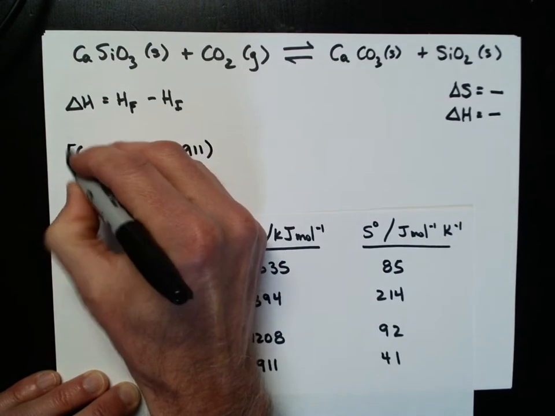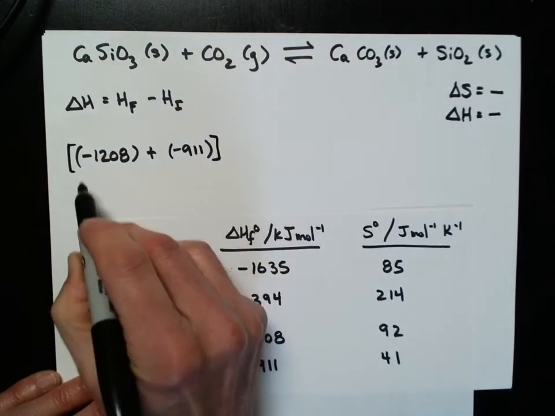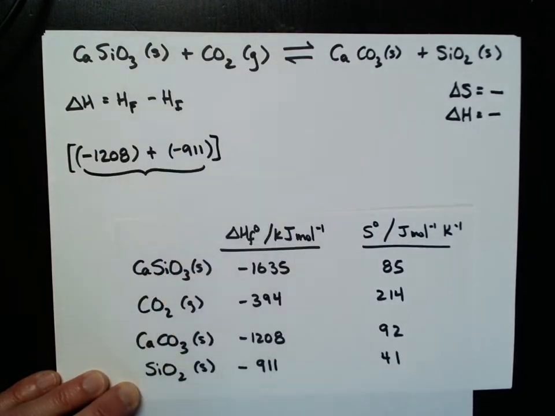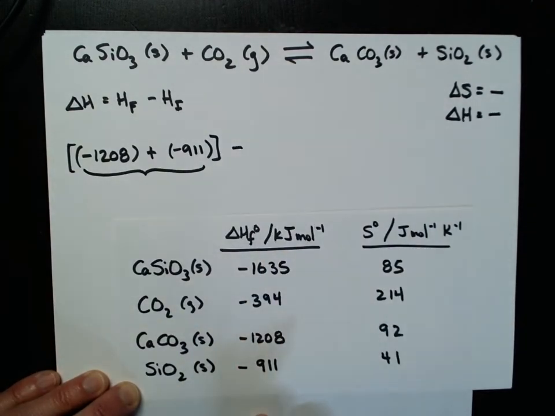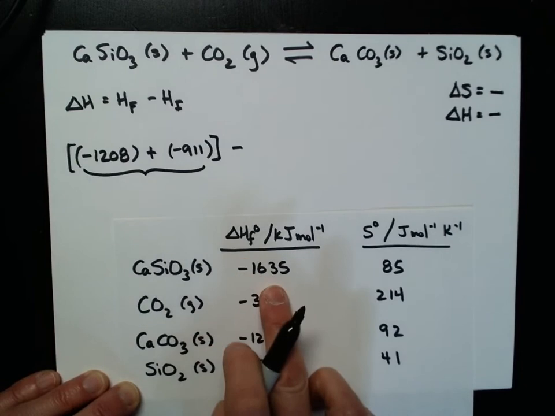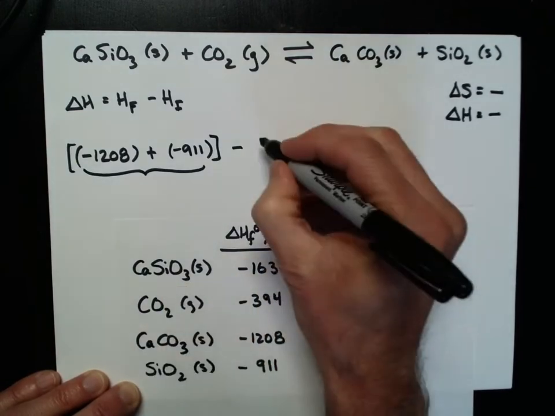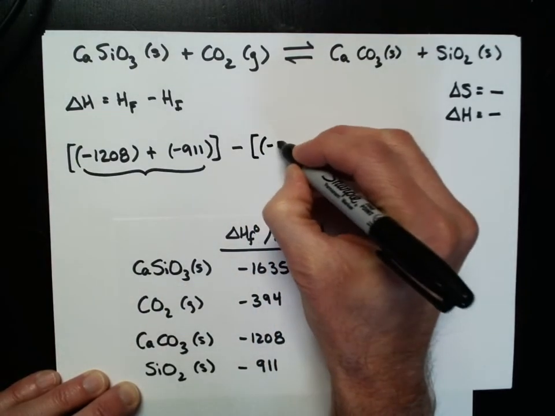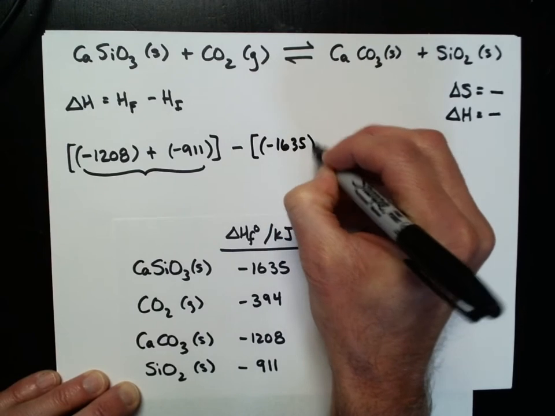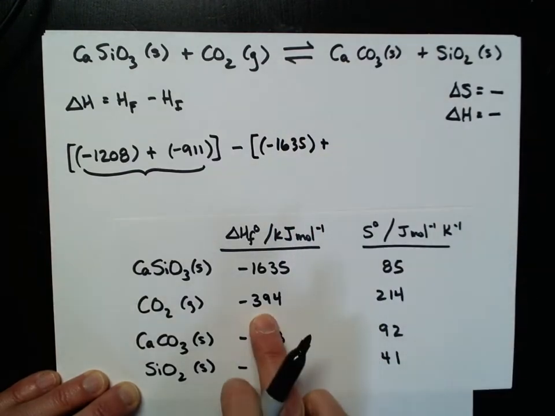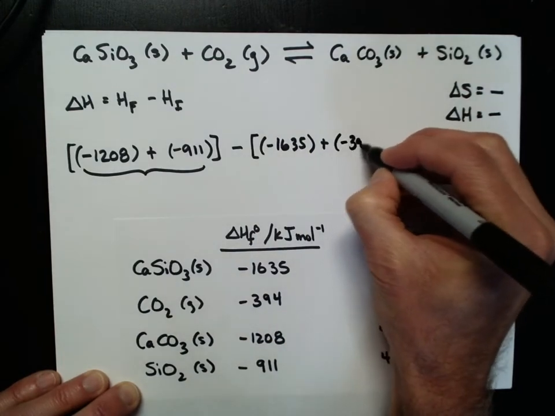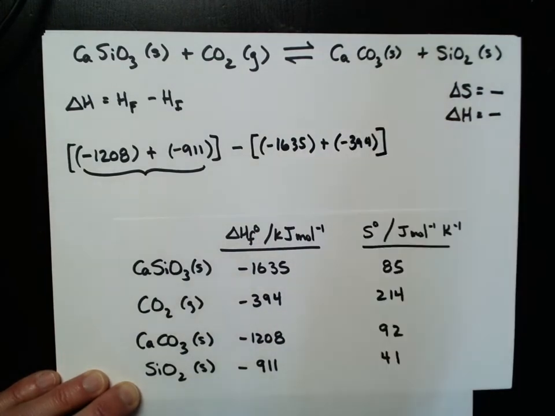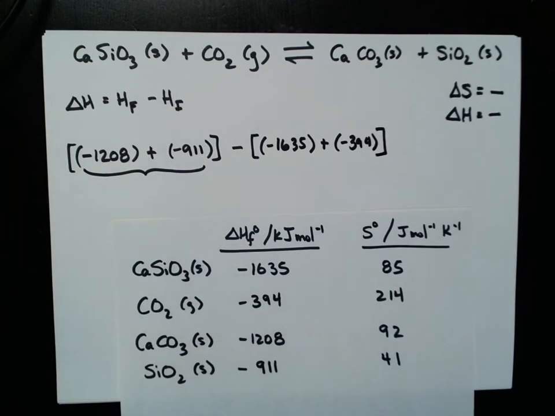All right, so that's my final enthalpy. And we're going to subtract from that the initial enthalpies. So it's going to be the enthalpy of formation of calcium silicate, which is negative 1635. And we're going to add to that carbon dioxide gas enthalpy, which is negative 394. All right, we have to keep track of a lot of signs here.